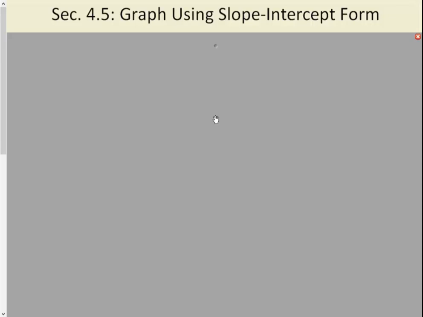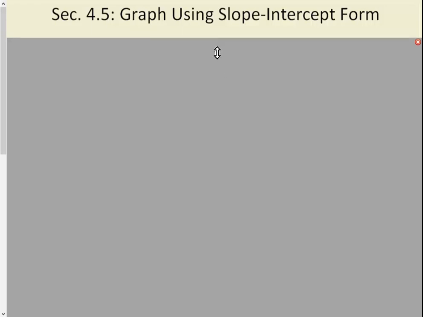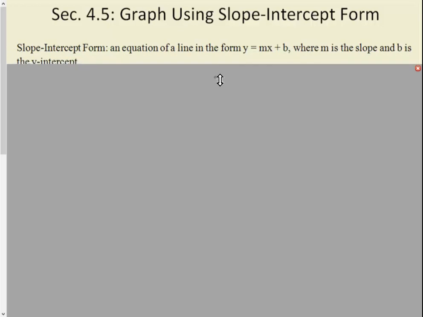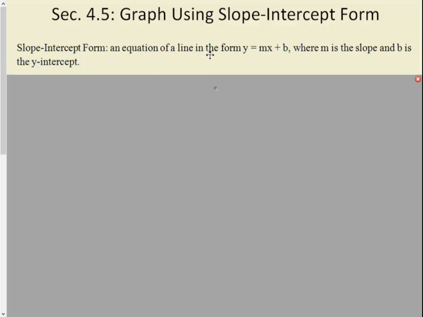In section 4.5, we look at another way to graph linear equations. And this is a very popular traditional method called slope-intercept form. So slope-intercept form is an equation of a line that has this form, y equals mx plus b, where m is the slope and b is the y-intercept.